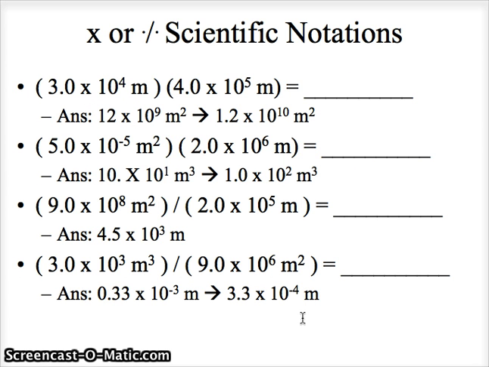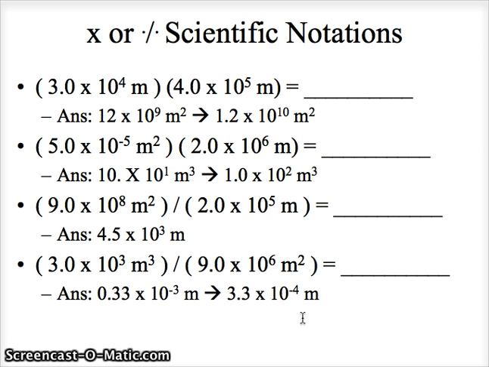So here are 4 more examples. If you have two terms, 3.0 times 10 to the 4th meters times 4.0 times 10 to the 5th meters, we very simply just multiply the base numbers. 3 times 4 gives us 12. And then we add the exponents. So it's times 10 to the 9th. Then we multiply the units, meters squared. By doing so, we have 12 times 10 to the 9th meters squared. Essentially, we just have to change it so that it's in the correct scientific notation format, 1.2 times 10 to the 10th meters squared.